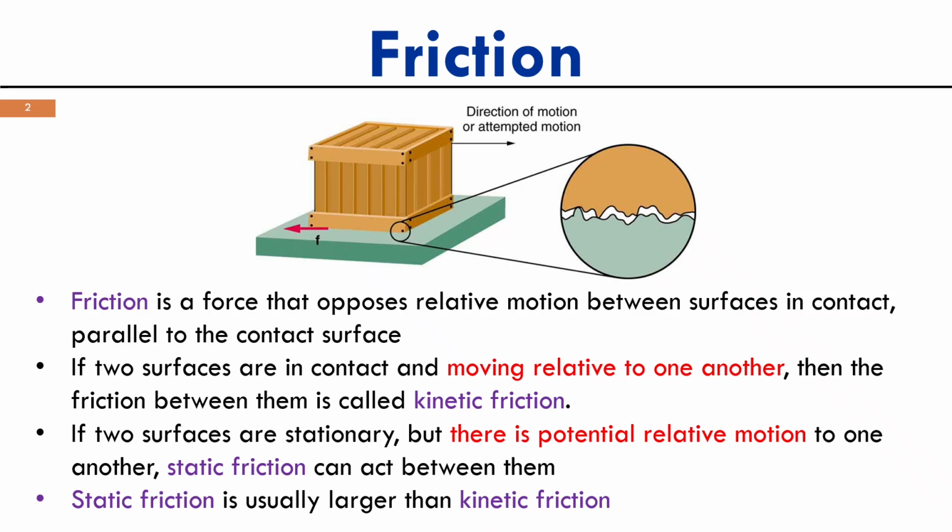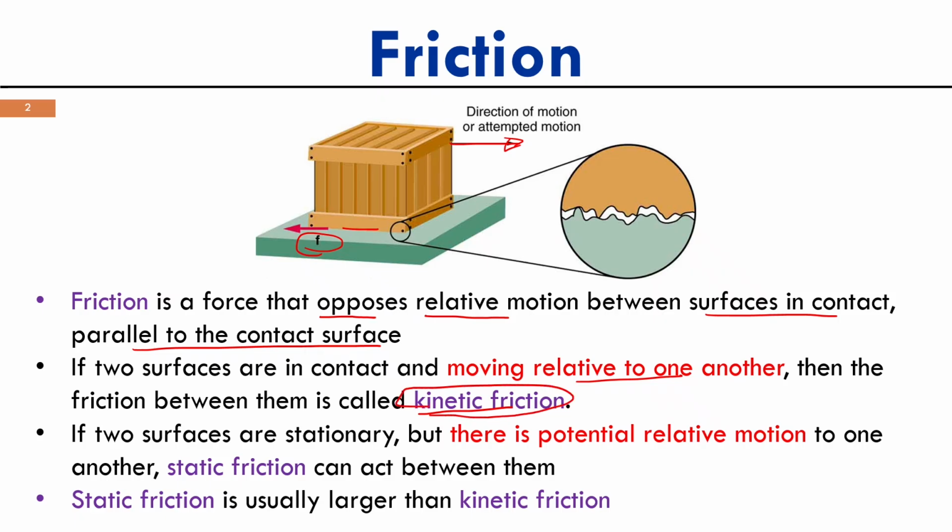So friction is a force that opposes relative motion between contacting surfaces, and the friction force is always parallel to the contact surface. So if I'm pulling this box to the right, and the contact surface between the box and the table is right here, there is a resisting force opposing this motion. If the box is actually moving to the right, then you're going to have kinetic friction. So if the two surfaces are in contact and moving relative to each other, the friction is kinetic friction.